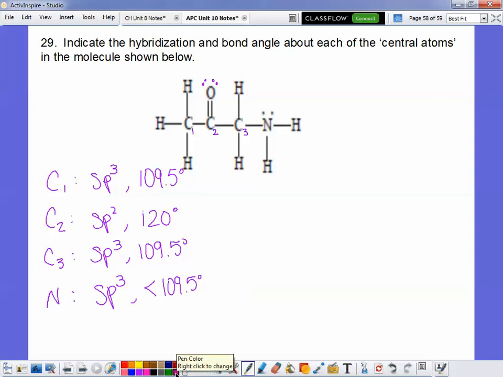And again, even though it didn't ask, let's count the number of sigma and pi. Sigma, we have 1, 2, 3, 4, 5, 6, 7, 8, 9, 10, 11. And we only have one multiple bond, one double or triple. And we have one double, so that's a single pi. Sorry, single as in 1 pi bond. Okay? So that's how you do that.